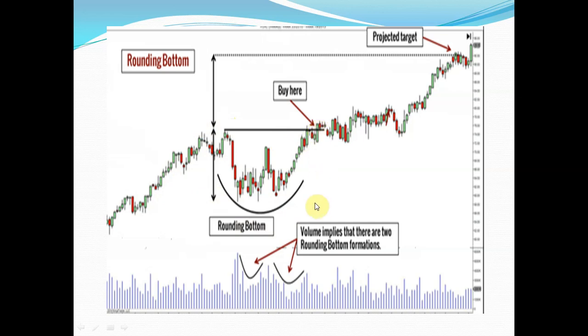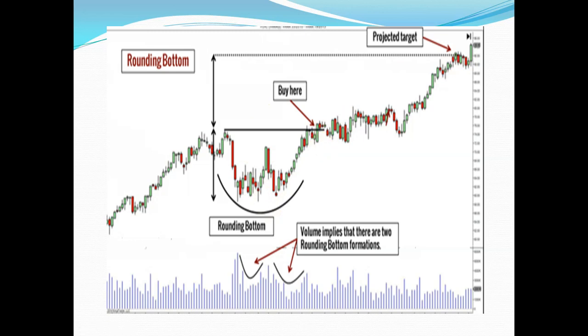Here you have to put the volume indicator. By volume you see one rounding, then a second rounding, and the price target you can take from here to here. This is the price target. So you have to get the bullish confirmation here, then you can put a stop loss, and go ahead. I will show further in that.